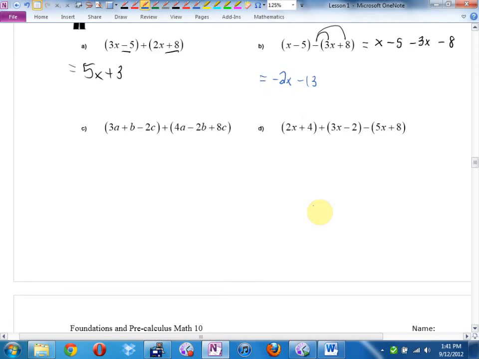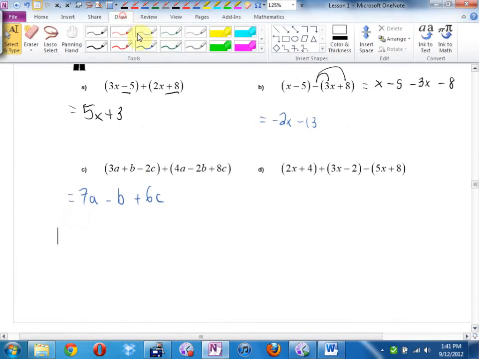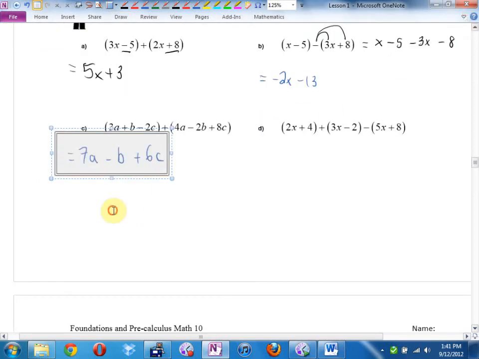C. Will those brackets make any difference? No, then gather like terms. Hey, I can be fancy. Ooh. There we go.